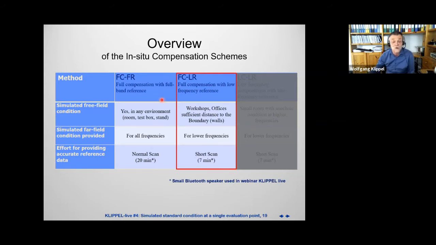That is, again, full compensation, but we are using only a low frequency reference. So we need accurate data, but only at low frequencies. And that's why we can use a shorter scan. We have shown it in the second session. Christian showed that by limiting the frequency band to 2 kilohertz, 1 kilohertz, we end up here with a 7-minute scan, which is quite convenient, and this is just sufficient here for our problem.